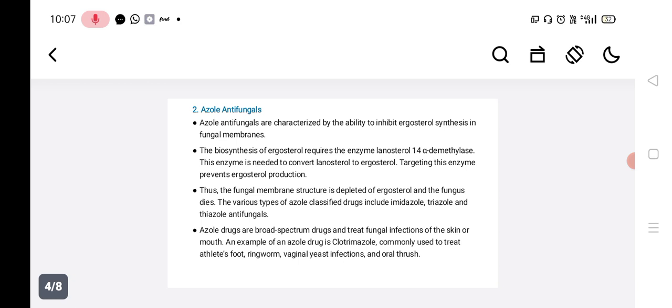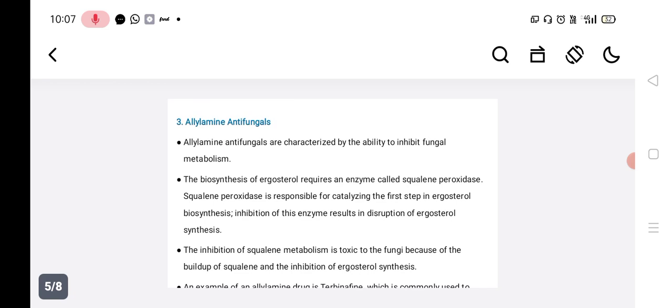Some examples of azole antifungal drugs are imidazole, triazole, and thiazole antifungals. Another example for the azole drug is clotrimazole, commonly used to treat athlete's foot, ringworm infection, vaginal yeast infection, and oral thrush. The third type of antifungal drug is called allylamine antifungals.